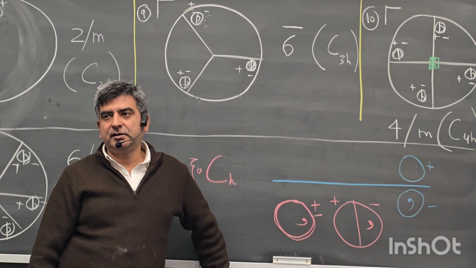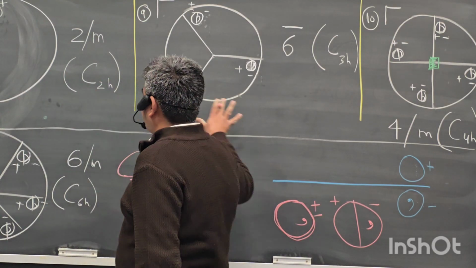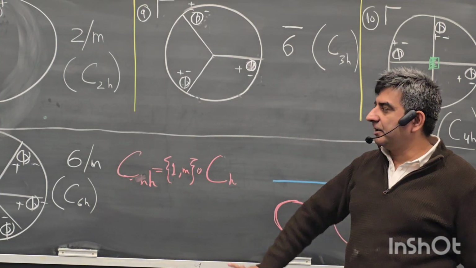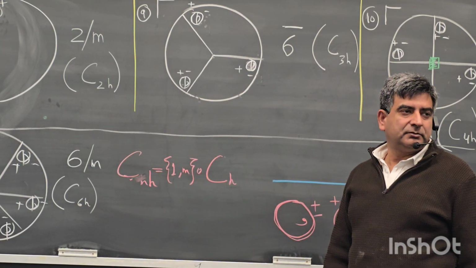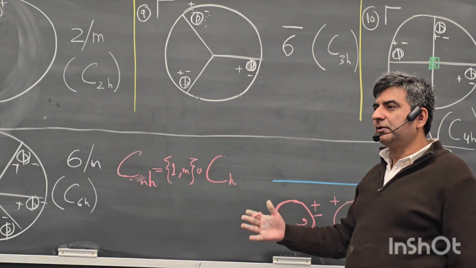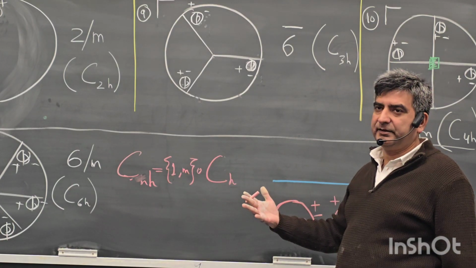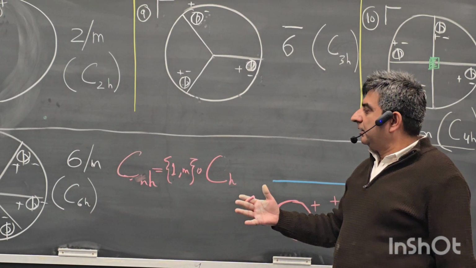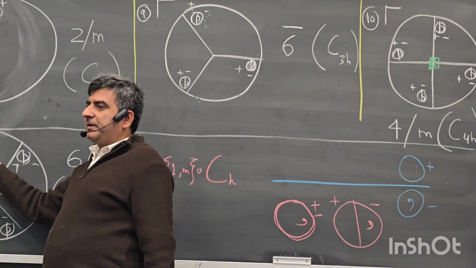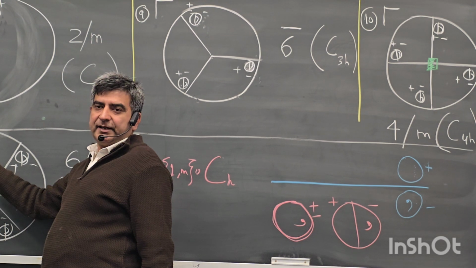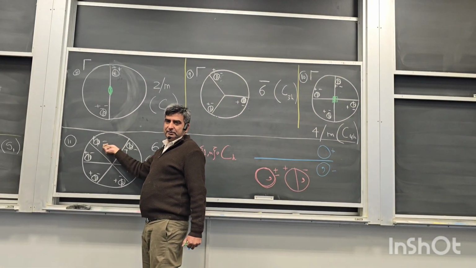Okay? So in all of these point groups that I have drawn, the mirror plane is in the plane of the paper, in the plane of the blackboard. I could also draw the mirror plane in the vertical direction. What the mirror plane, the plane of the paper, is doing is converting a plus to a minus and making a mirror image as well.